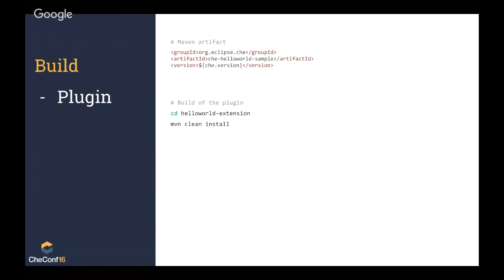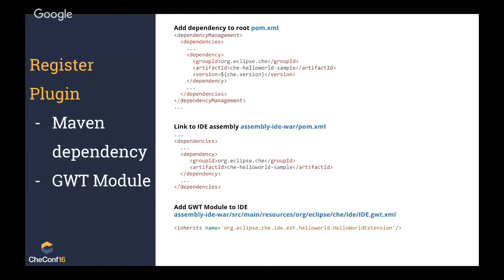Once I have my Hello World plugin created, I will build it. So it is a Maven artifact. So I just need to do a Maven clean install of my Hello World extension. But now I have to register my plugin. So as it is a Maven artifact, I need to add the Maven dependency inside of Che.